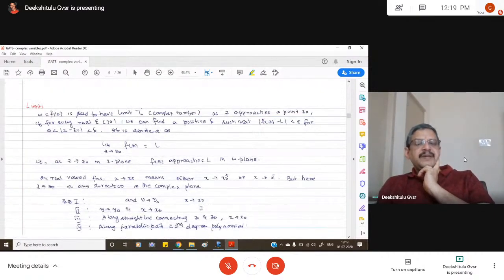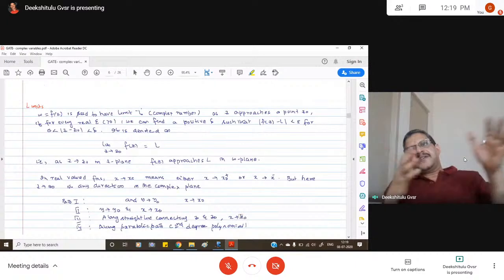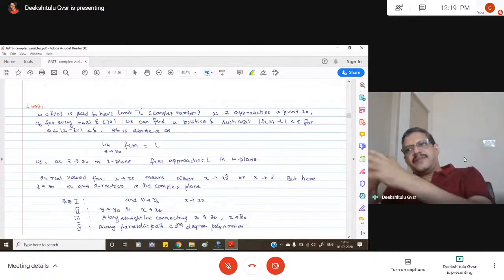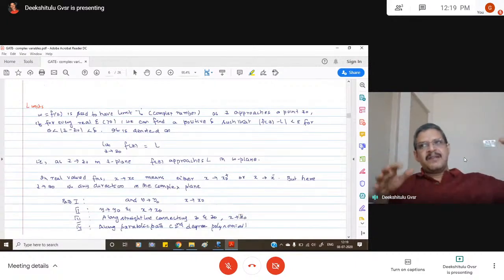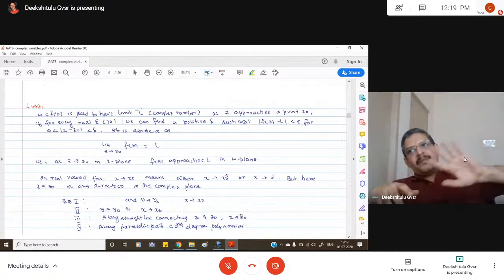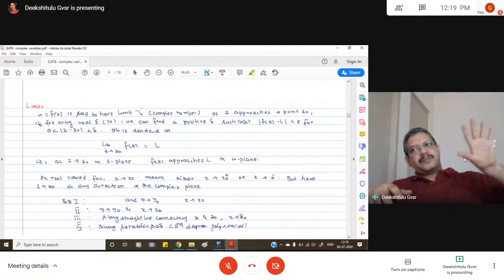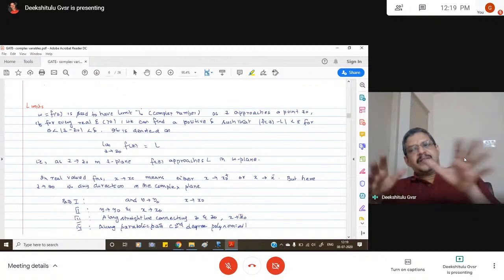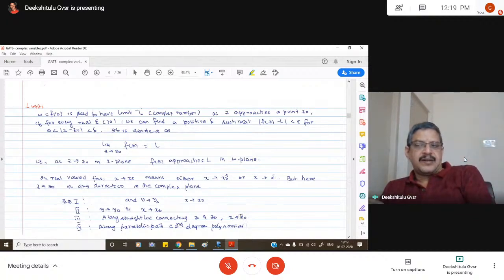Coming to limits. The calculus repeats again. Function first we define, then limits, continuity, differentiability, integration. The same lines of calculus wherever you go. Maybe ordinary calculus, partial differentiation and calculus, and then complex integration, complex differentiation. The same thing, complex variables.